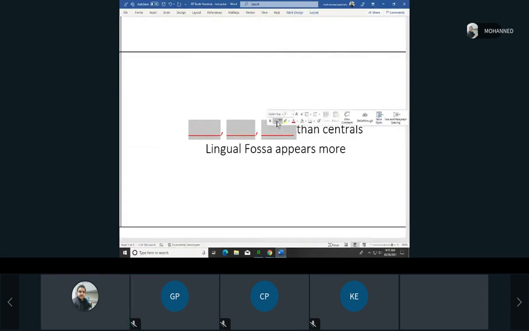For the mandibular lateral incisor, it is larger, wider, and longer than the mandibular central incisors. The lingual fossa would start to appear more, and we can see it better.